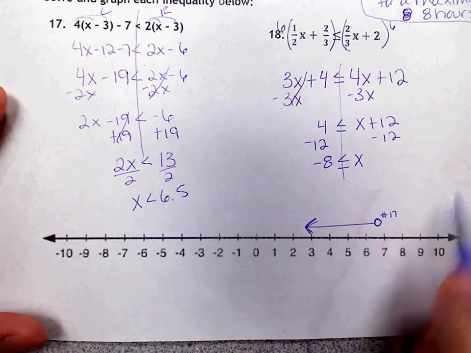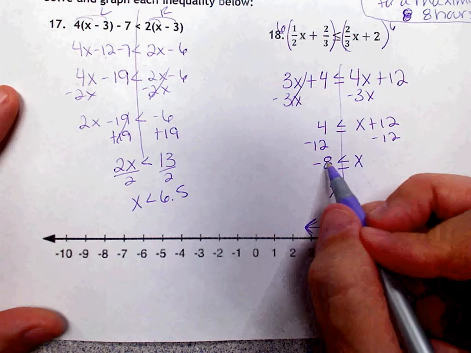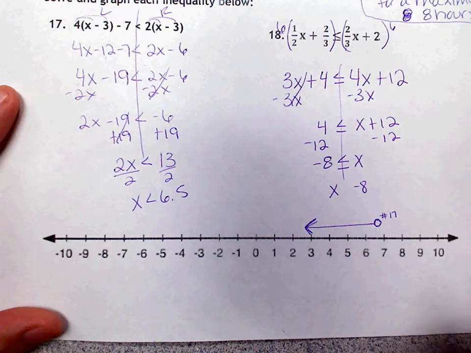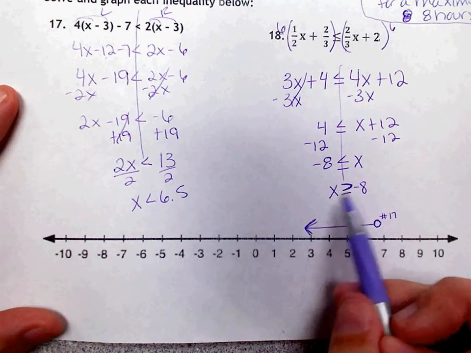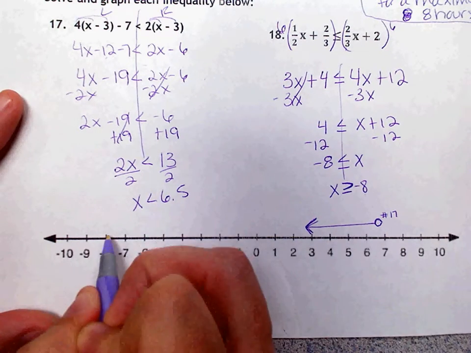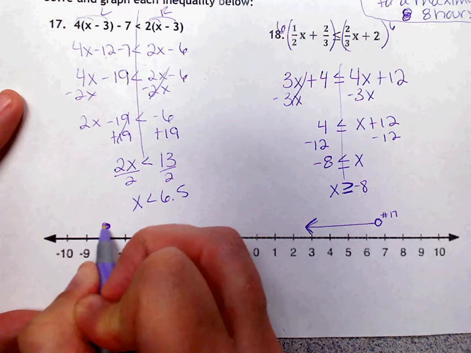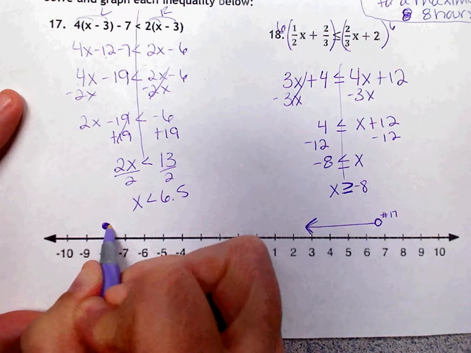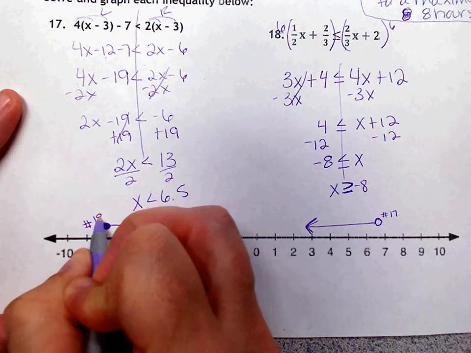Now, to graph this then, we're going to rewrite this. So x, it's pointing to the negative 8. We're going to flip it around. So we got to keep it pointing to the negative 8. Okay, so this reads x is greater than or equal to negative 8. So I'm going to come over here, greater than or equal to has a line under it. It's going to be a closed circle, and it's greater than, so it's going to go to the right. And again, I'm going to put number 18 above it.